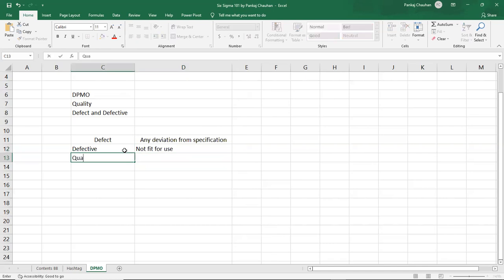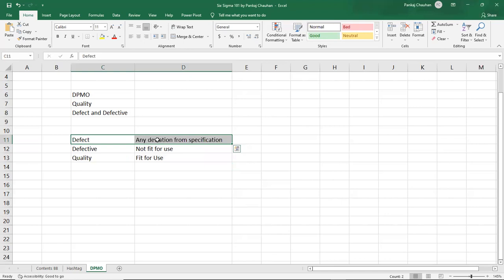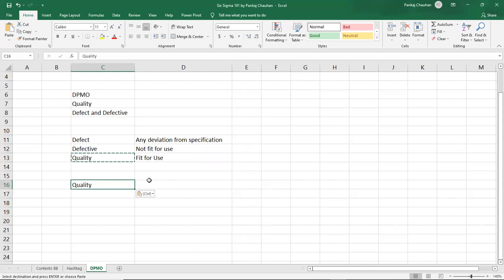And what is quality? The simple definition of quality is fit for use. So if your product is not fit for use, it's a defective product, and if the product is fit for use, then it's a quality product. Many products may have multiple defects, but not necessarily be defective. And many products may have one defect itself, and it will become a defective product. So we'll take an example. Before that, let's learn one more definition of quality, and on that basis I will explain the difference between defect and defective with an example.